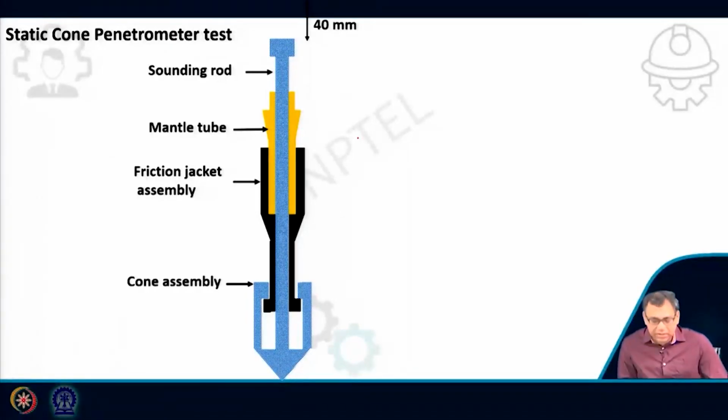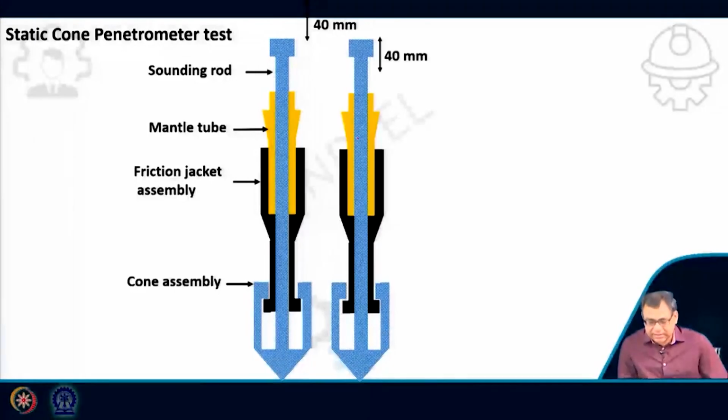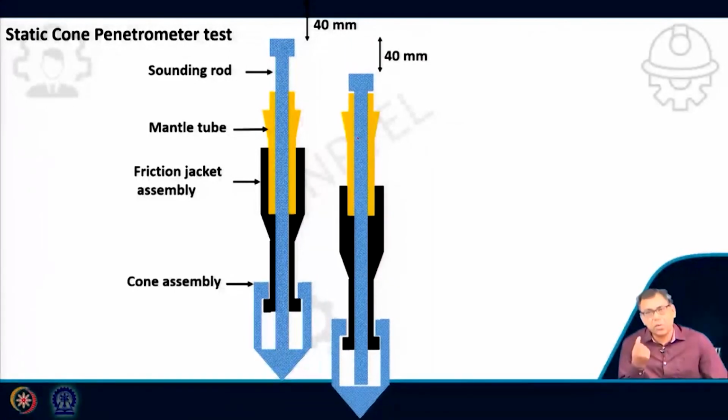Okay. Now, in the next stage, we will push the cone assembly as well as the friction jacket assembly all together. So, here I will get the total resistance, cone plus friction. Now, if I subtract the cone resistance from the total resistance, I will get the friction resistance. Clear? So, in first stage I will get the cone resistance, second stage I will get the total resistance. Now, if I subtract the cone resistance from the total resistance, I will get the friction resistance.